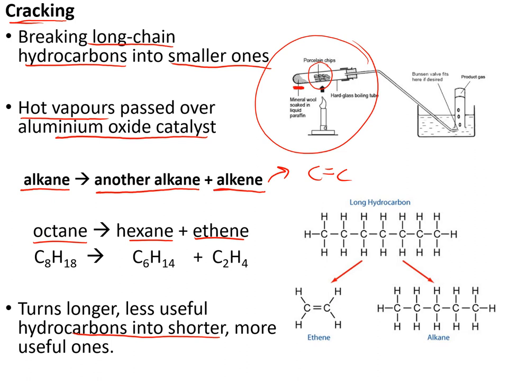Note that the total number of carbons on the right is 8, because we started with 8 carbons. The total number of hydrogens on the right, 14 plus 4, is 18, because we started with 18 hydrogens. So if you have this in an exam question, just look at the total numbers of carbons and hydrogens and make sure that you've got the same on the left and on the right. And here we can see what's happening in that cracking in more detail. So you can see here is the shorter alkane you've made and the alkene with its carbon-carbon double bond.